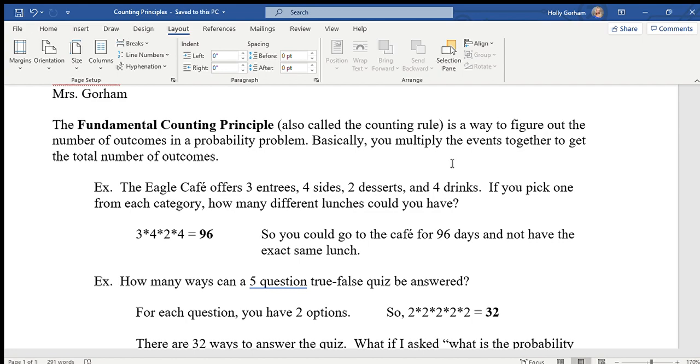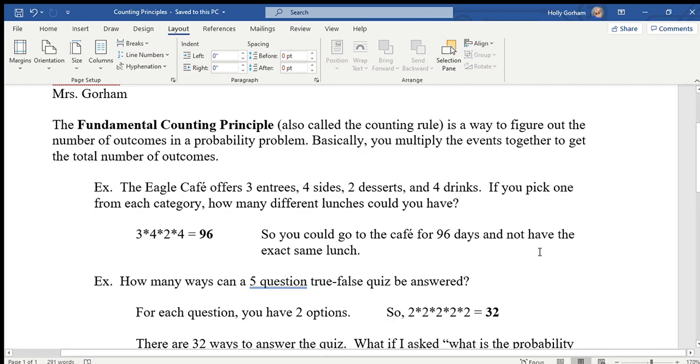So when you do 2 times 2 times 2 times 2 times 2, 5 times, because there's 5 questions, you get 32. Meaning there are 32 different ways to answer this quiz. I could have 32 papers that do not have all of the same answers.